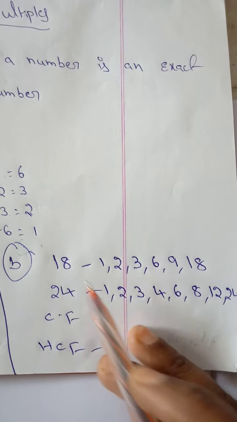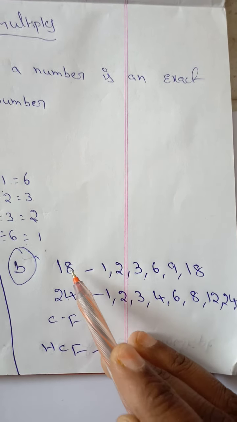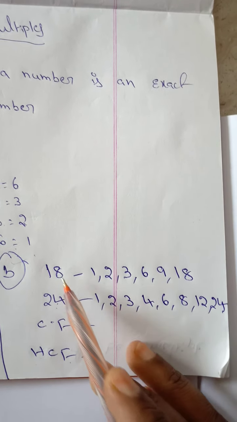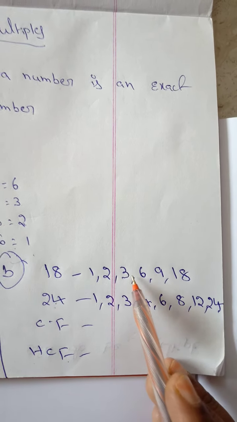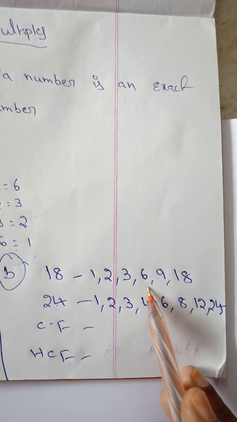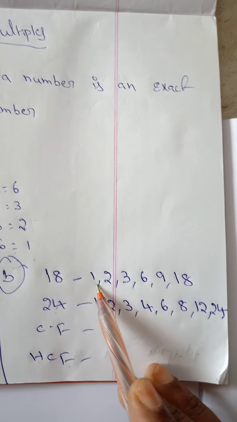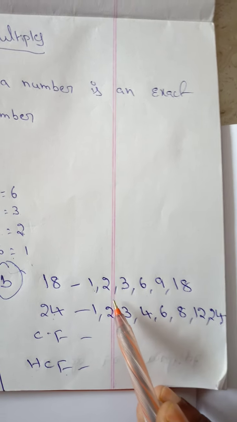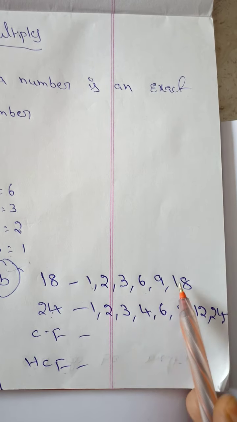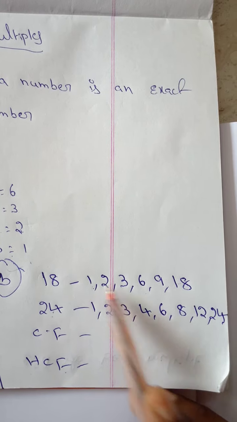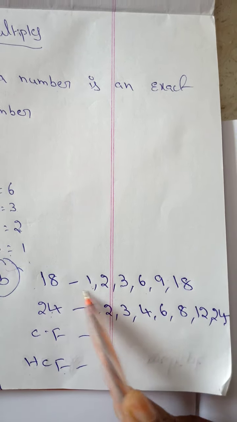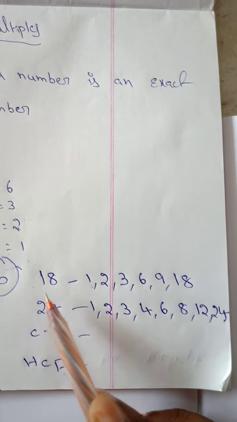Now let me see one more example. So 18 and 24. Find the highest common factor. Yes, what is the first step? First we should write the factors of 18. So what are the factors of 18? 1. So 1 is a factor of any number. So 1 into 18, so 1 and 18. Next 2 nines are 18. Then 3 sixes are 18. So these all are the factors of 18.